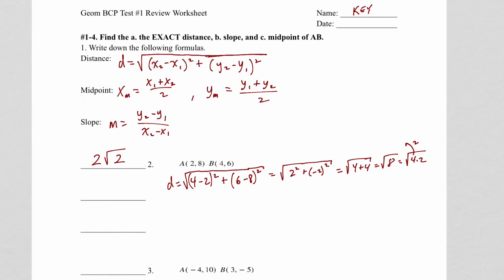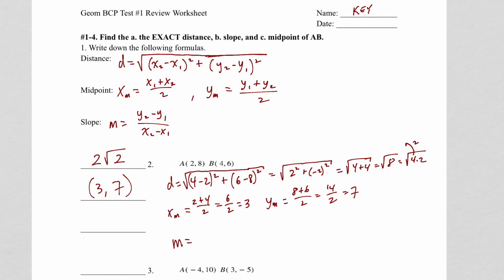To find the midpoint of these, the x value of the midpoint is the sum of the x's, 2 plus 4 over 2, which is 3, so that's the x value, and the y value of the midpoint is the y1 plus y2, which is 8 plus 6, which is 7. The slope is the difference of the y's, so 6 minus 8 over the difference of the x's, so 4 minus 2.